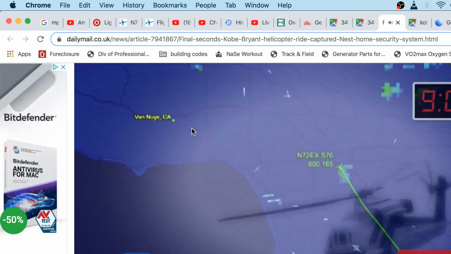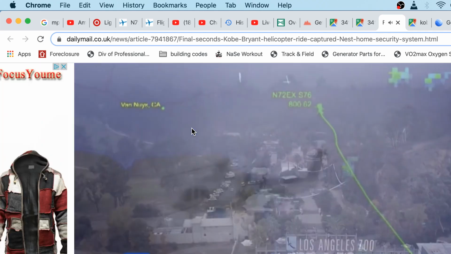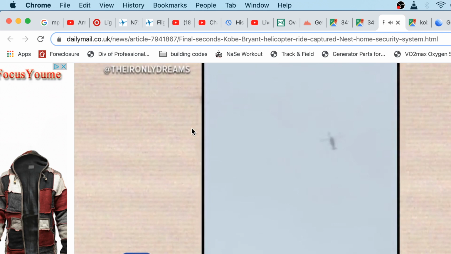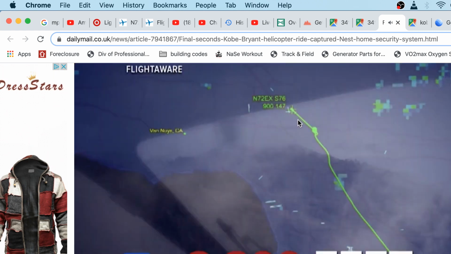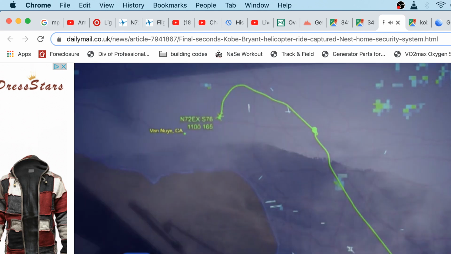At 9:06 a.m. it traveled north and circled for about 12 minutes above the Los Angeles Zoo. A homeowner who lives along the flight path says this is Kobe's chopper 30 minutes before the crash. You're still too low level for flight following at this time. Radar data indicates the helicopter climbed to 2,300 feet and then began a left descending turn. That's where I'm going to stop it there. Radar data says it climbed to 2,300 feet and then began a left descending turn, right?